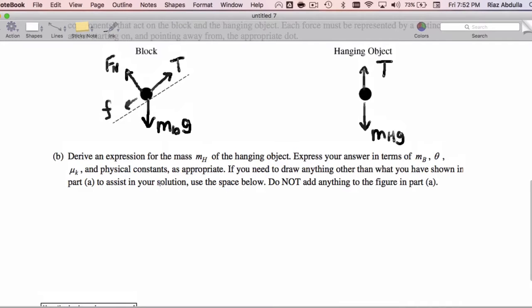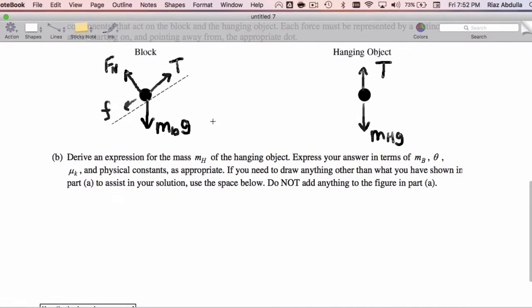So first, let's write down the equation for the block. So in the horizontal direction, we're going to say T minus F equals 0. We're also going to have the normal force. And you know what? I want to be absolutely clear here. I don't think I set that up right.